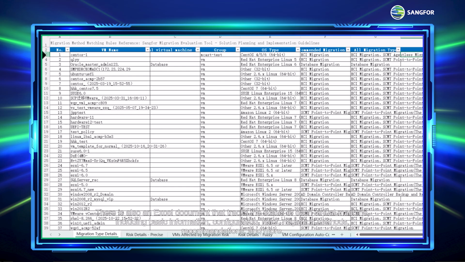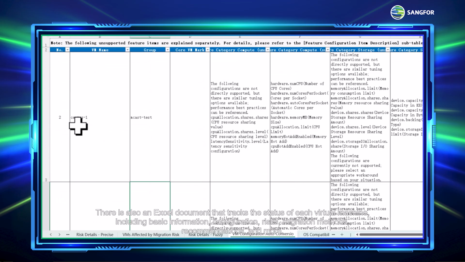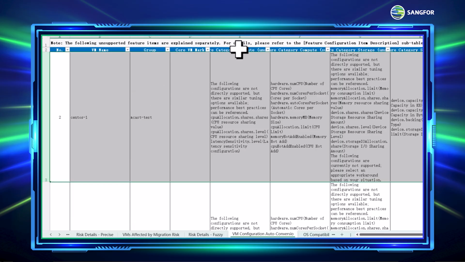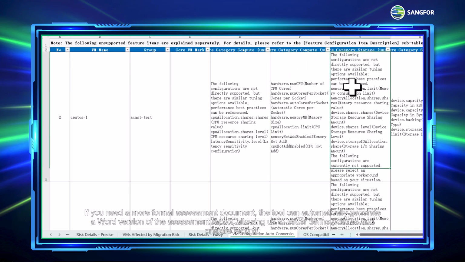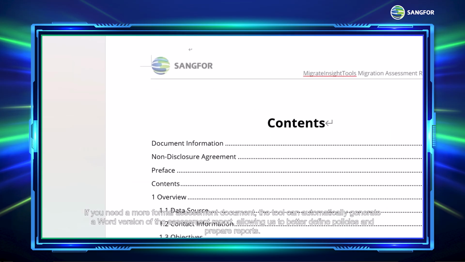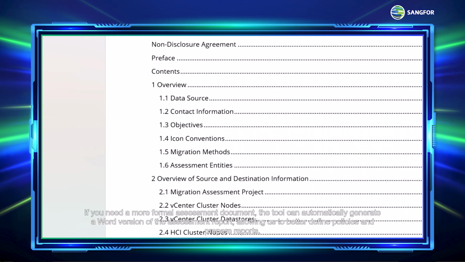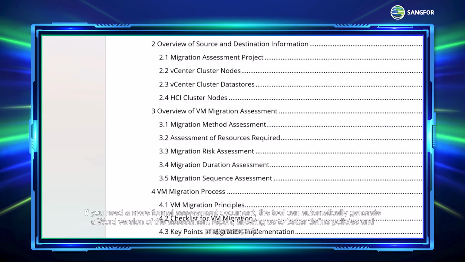There is also an Excel document that tracks the status of each virtual machine, including basic information, configuration, risks, migration methods, recommendations, and more. If you need a more formal assessment document, the tool can automatically generate a Word version of the assessment report, allowing us to better define policies and prepare reports.